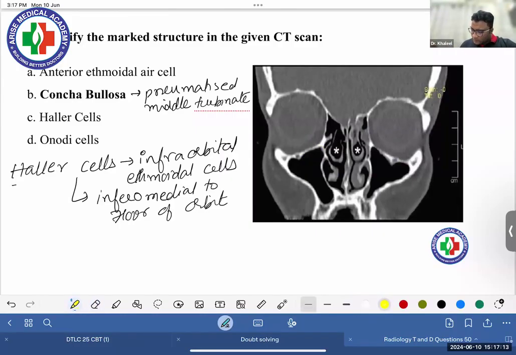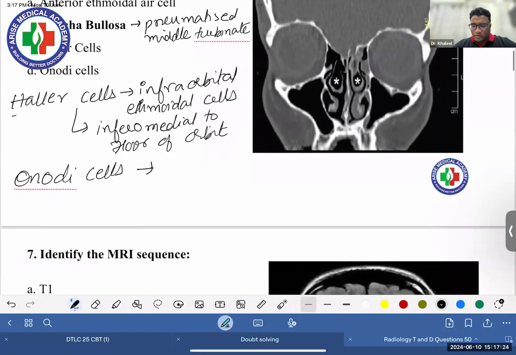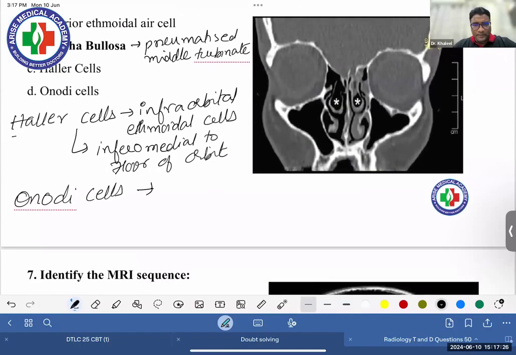And what is the relationship with Onodi cells? What are Onodi cells? Do you remember Onodi cells? You study all of these variants of paranasal air sinuses in your ENT classes. Concha bullosa is the pneumatized middle turbinate. Haller cells are related inferomedial to the floor of the orbit. Onodi cells, remember ON for ON. These are posterior ethmoidal cells.